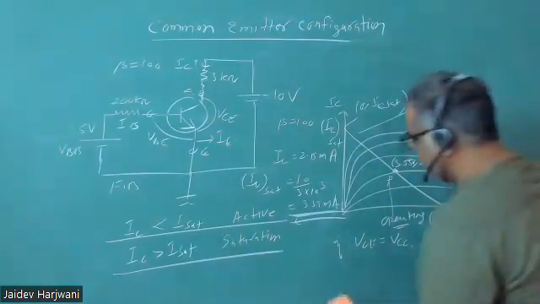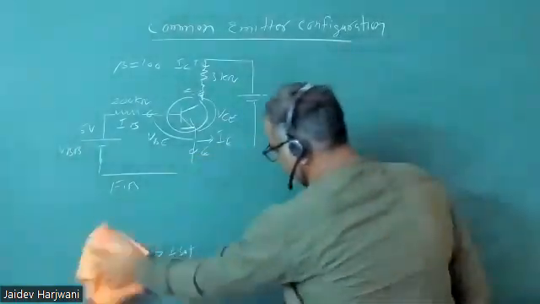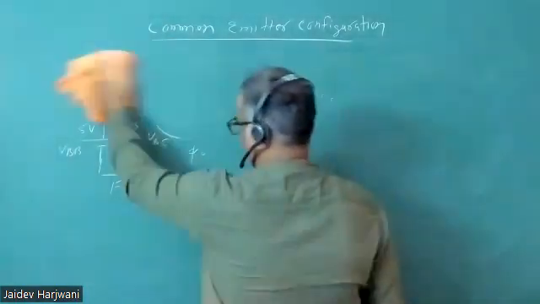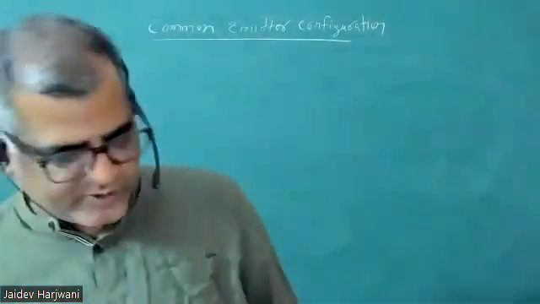Then accordingly you have to doubt, and then you exactly calculate and find out whether the operation region is active, saturation, or cutoff. For cutoff your IC should be 0, so it should be near to 0. Now let us solve one more problem.